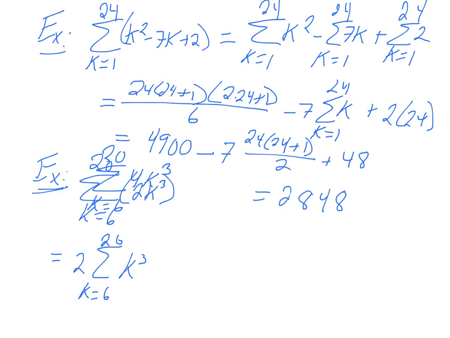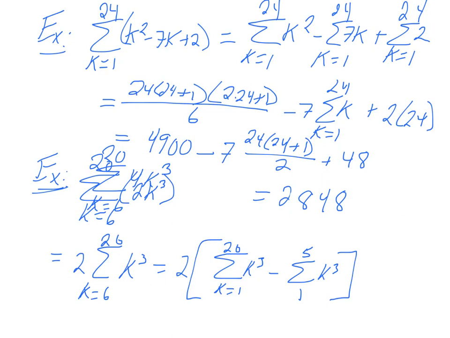So I have to use that other one that I have, which is, and I'm just going to pull the 2 all the way out here, the sum from k equals 1 to 20 of k cubed minus the sum from 1 to 5 of k cubed, right? You see what we're doing here? I'm subtracting off all of the terms from 1 to 5 because I only want the ones from 6 to 20. And so if I do that subtraction operation, then I can go ahead and get that.